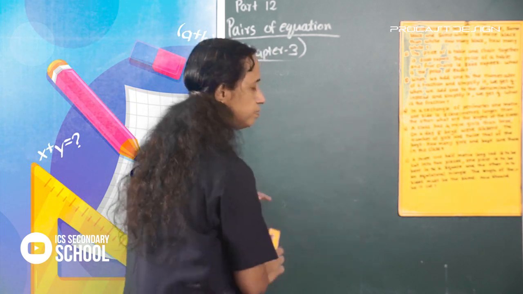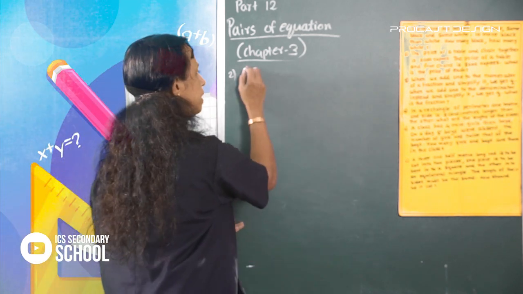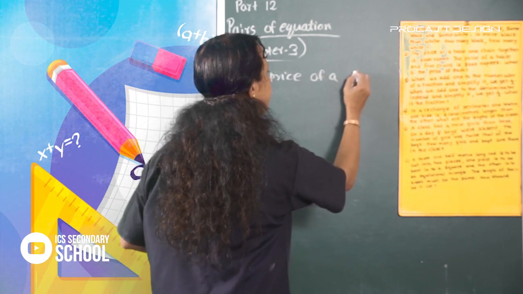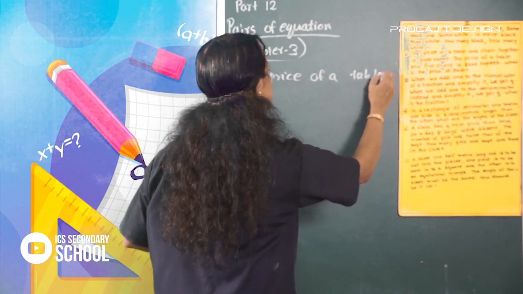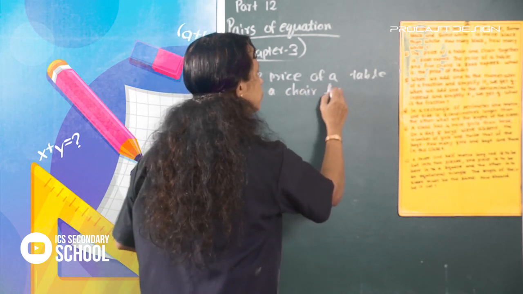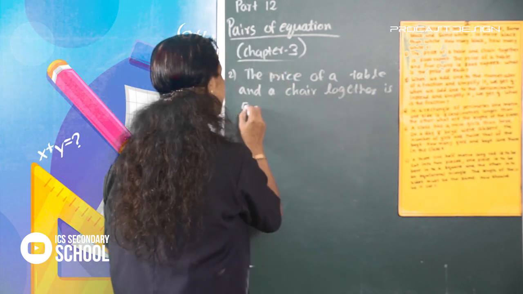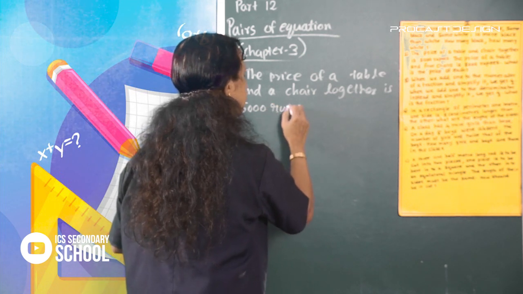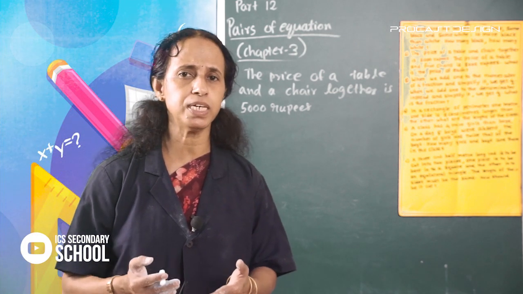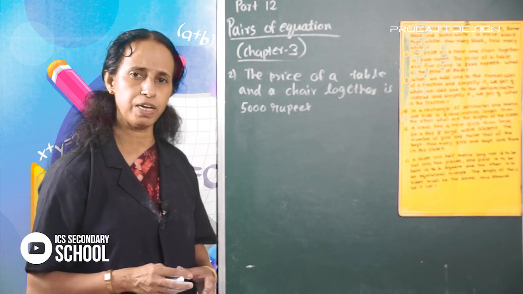Write the next question. Look here, write the second question. The price of a table and a chair together is 5,000 rupees.